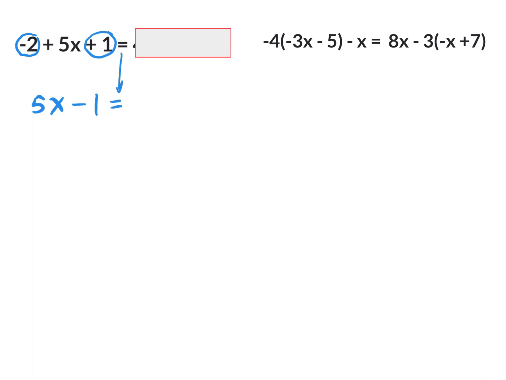And now that we have simplified the left side, there's nothing else we could do. You can't actually take away 1 from 5x. That's like saying I got $5 and I want to take away 1 apple. It doesn't make sense. You can't do it. Not like terms. Let's now simplify the right side.